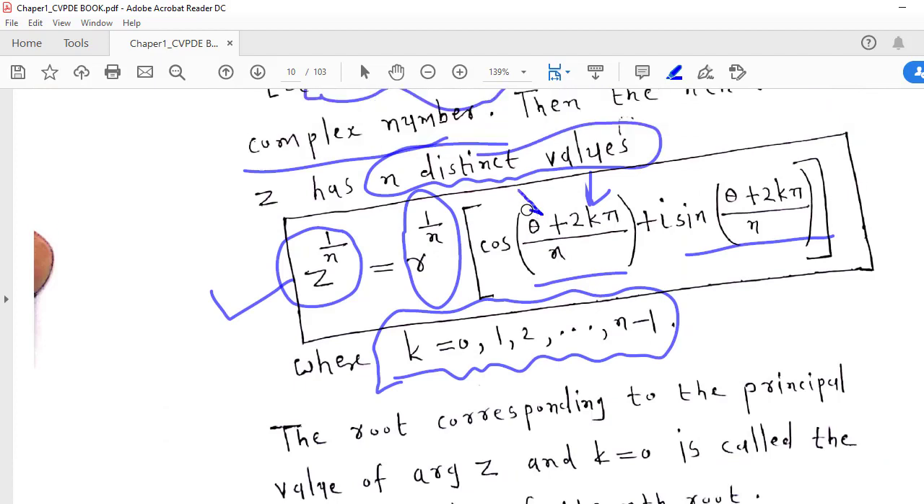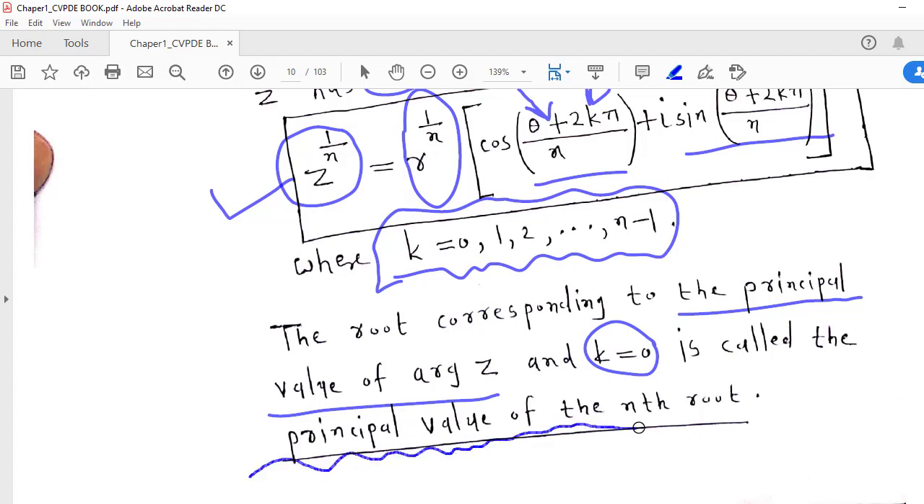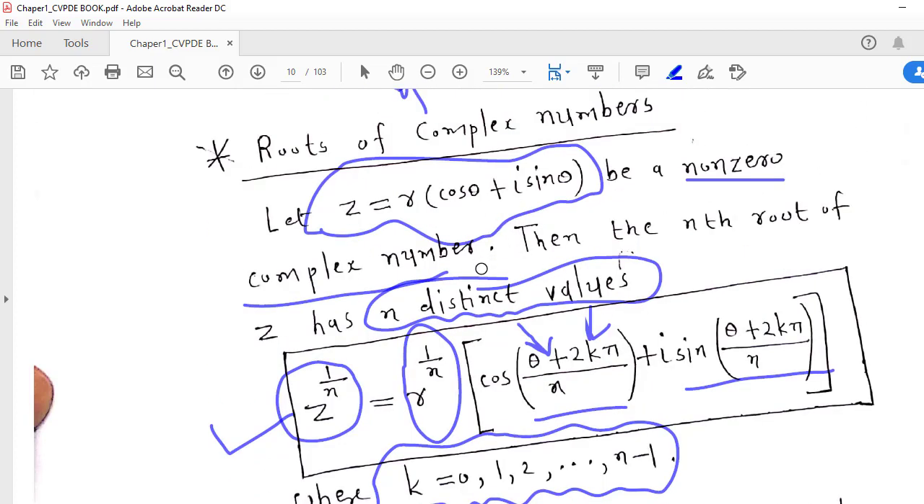One more thing. If we consider theta equal to the principal argument of complex number z, then the root corresponding to the principal value of the argument of z and k equal to 0 is called the principal value of the nth root. Sometimes they ask you to also mention the principal value of the nth root. In that case you have to select theta as the principal argument of z. Principal argument of z means the value of the argument which lies in the interval (minus pi, pi].